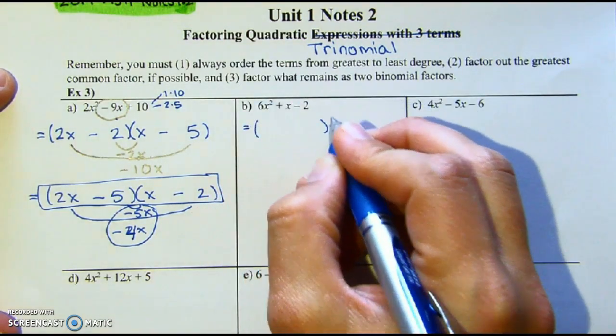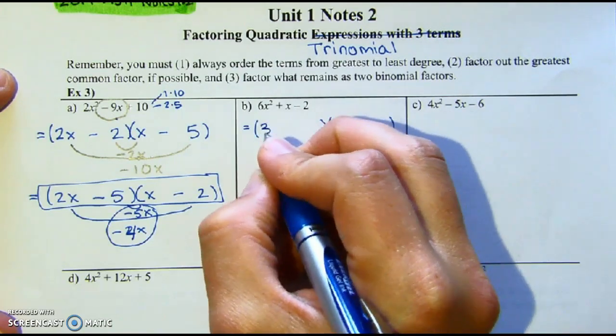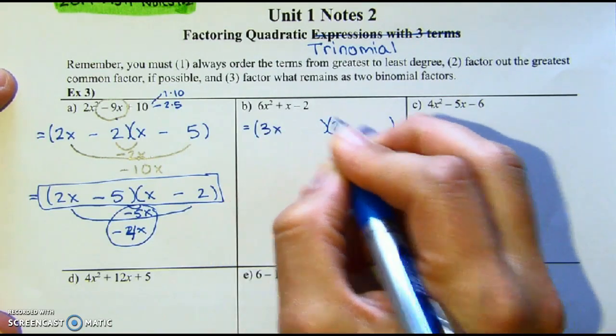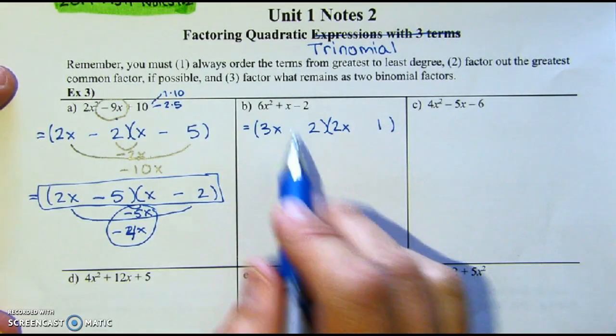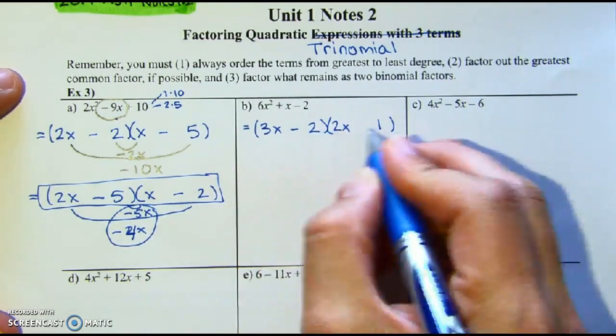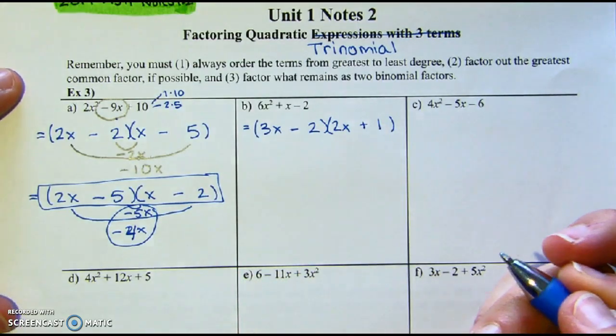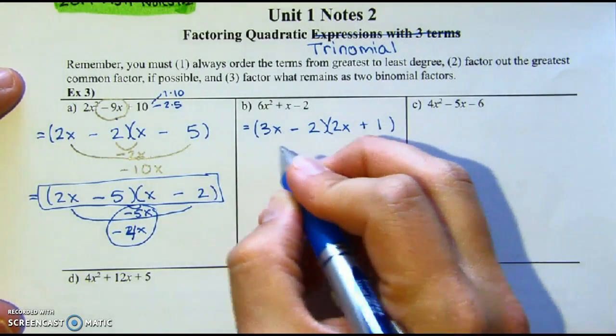What multiplies to get 6x squared? 3 times 2? Okay, what multiplies to get 2? 2 times 1. Okay, it's going to multiply to get a negative 2, so they're going to be different signs, and I don't know what they are. I just made those up. Ready to check? Here we go.